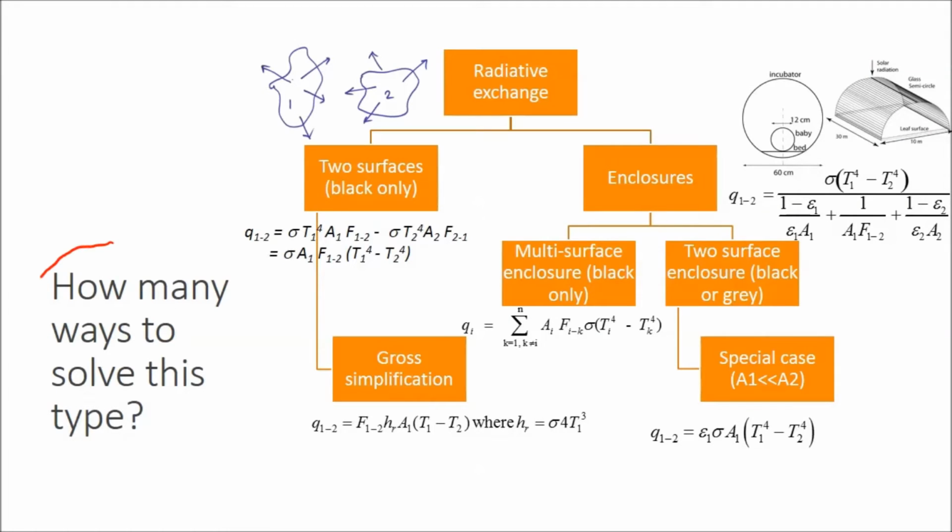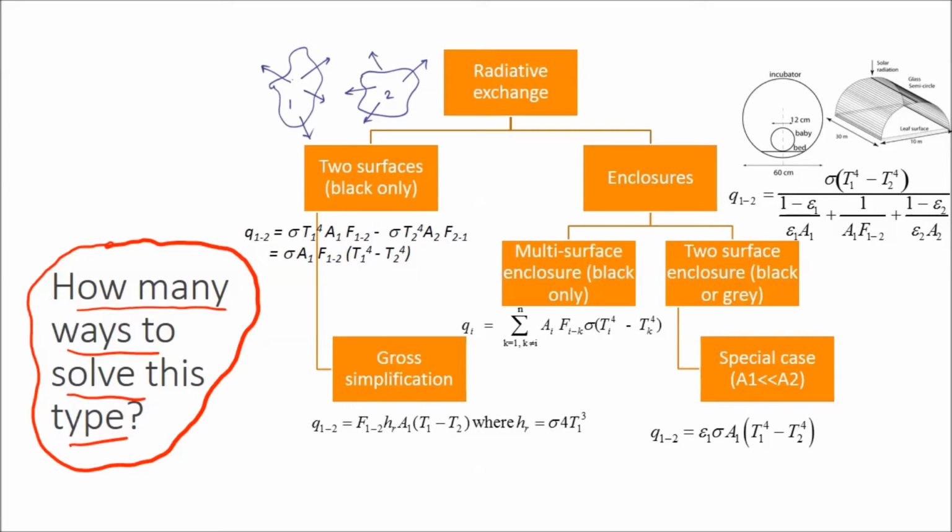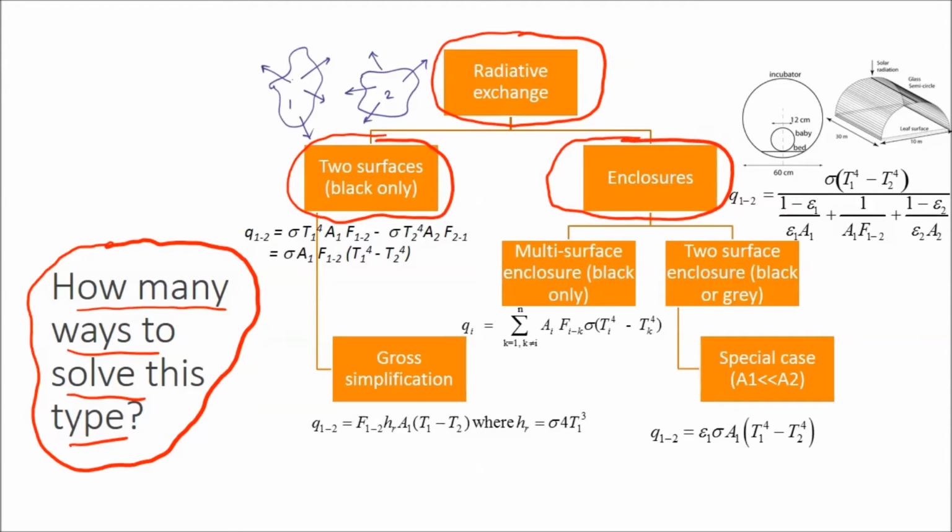Now in this step, we're trying to decide how many ways to solve this kind of radiation problem. At this point, we do not know how we're going to solve this one, but we start from how many ways we can solve this type of radiative problem. What would be handy is this map that we developed, that all radiative exchanges can first be grouped into two types for the purpose of this class: two surfaces and enclosures.